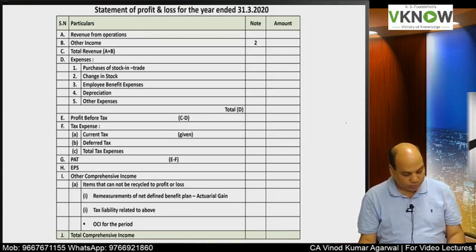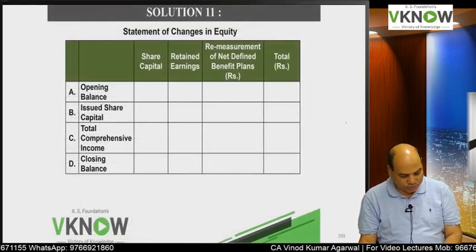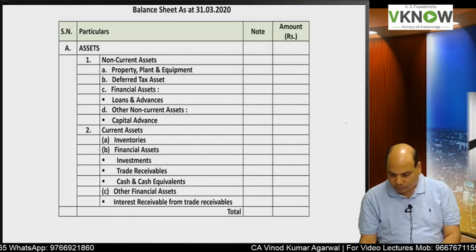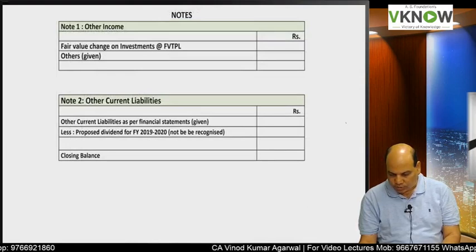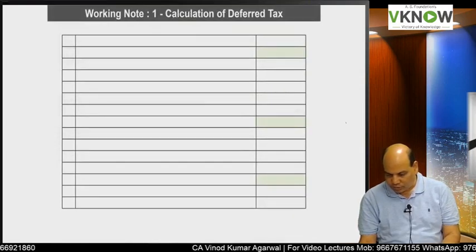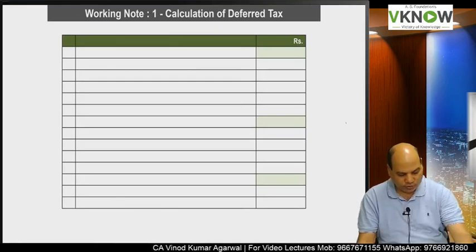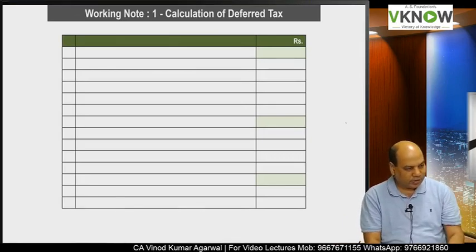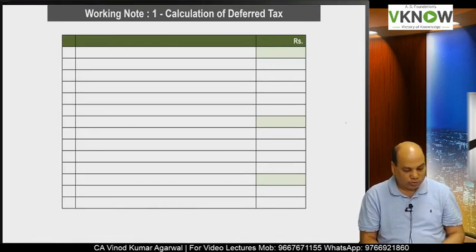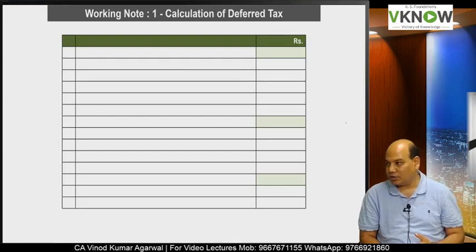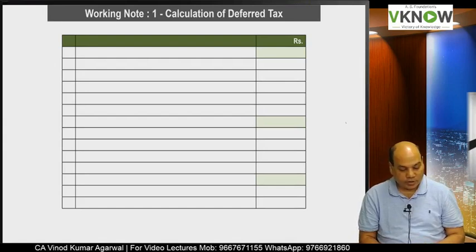So what I'll do, you have drawn the P&L account, you have drawn SOCIE, we have the balance sheet also. Note 1 other income, note 2 other current liability, calculation of deferred tax. One working I want you to finish first, because once that is done then I can move smoothly. So there is a working note 1, calculation of deferred tax, at the end of the answer. You will find it at the end of the answer.